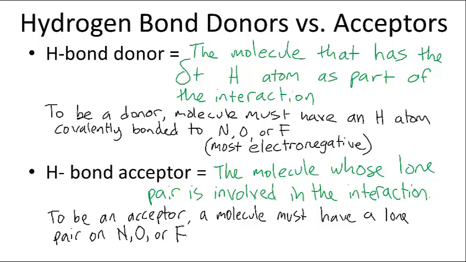So the next slide has 4 examples of molecules. For each one, I want you to identify whether you think it can be a donor, an acceptor, both, or neither.